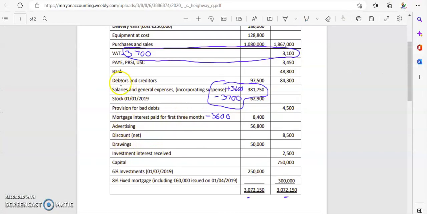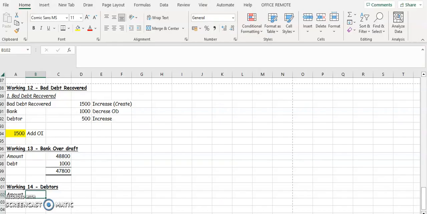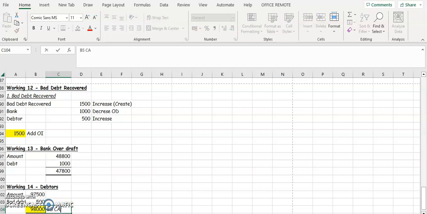So we're going to find our debtors, 97,500. And then we've got the bad debt, 500. So that means that our debtors is now 98,000. And that figure then is going to go into our balance sheet as a current asset. Right, so that's the first adjustment.